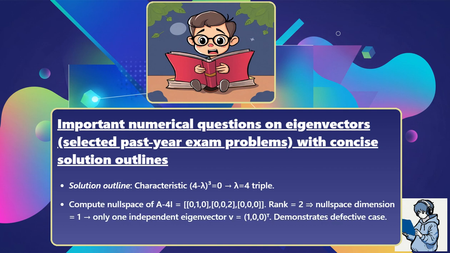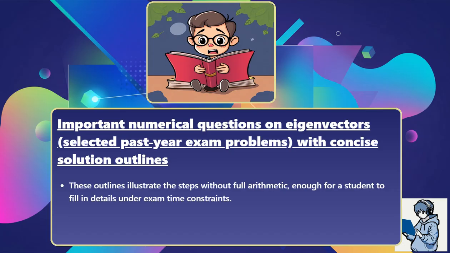Compute the null space of A − 4I, which is the matrix with rows [0, 1, 0], [0, 0, 2], [0, 0, 0]. The rank is 2, so the null space dimension is 1, giving only one independent eigenvector v = (1, 0, 0). This demonstrates a defective case. These outlines illustrate the steps without full arithmetic, enough for a student to fill in details under exam time constraints.